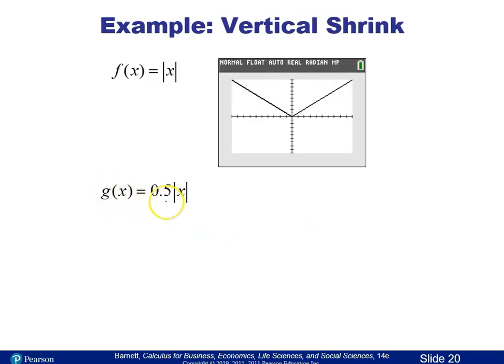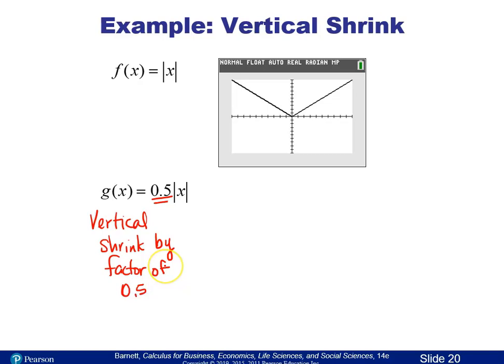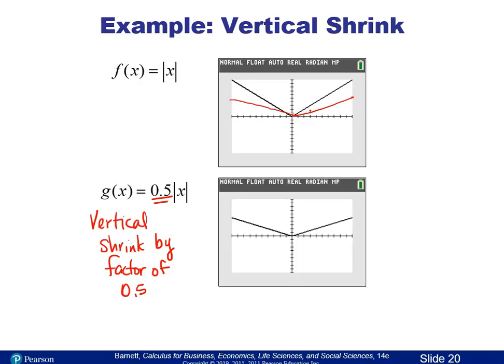All right, on this one, if you see, we've got a 0.5. So that 0.5 is going to be a vertical shrink. And sometimes we say by a factor of 0.5. And so instead of it being as wide as where it's at for the standard graph, it's actually going to be flattened out a little bit more. And that's kind of hard to draw, but you'll see on this graph here where it's not quite as much of a V, and it's more flattened.